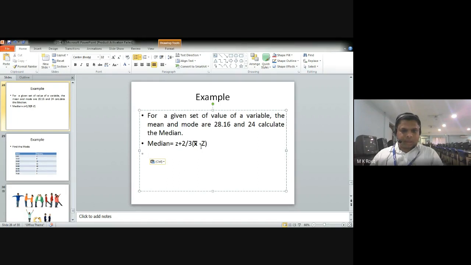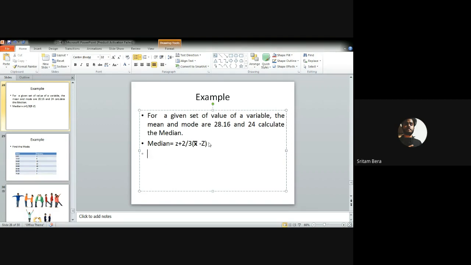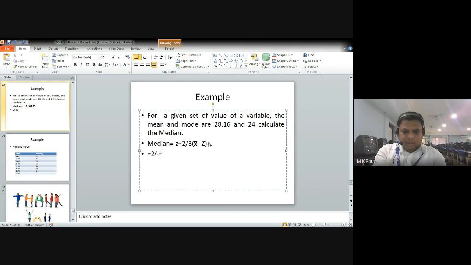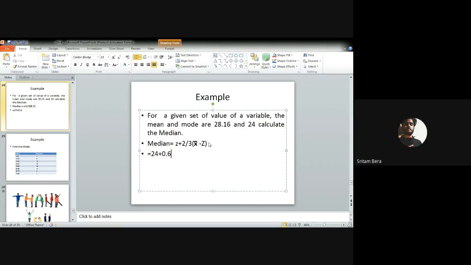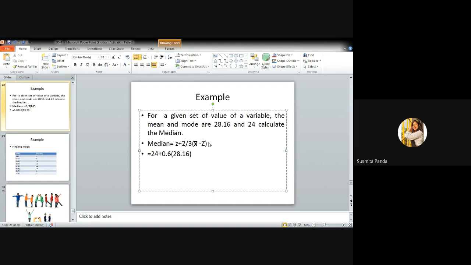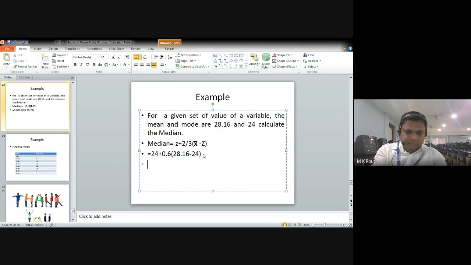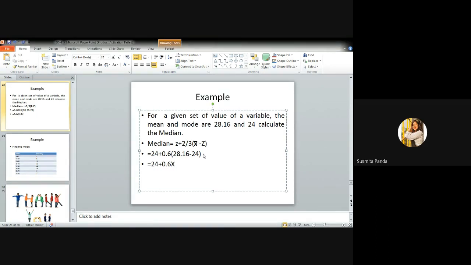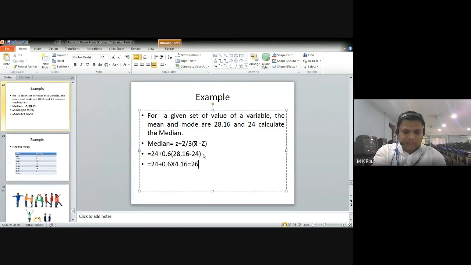Okay, what is the value of Z here? Sir, 24. 24 plus, if you do 2 by 3, that is 0.6. Clear? Yes, sir. Multiply with, your mean is given 28.16 minus 24. Okay. If you simplify other manner, that is 24 plus 0.6 into, so how much? 4.16. That equals to 26.77.